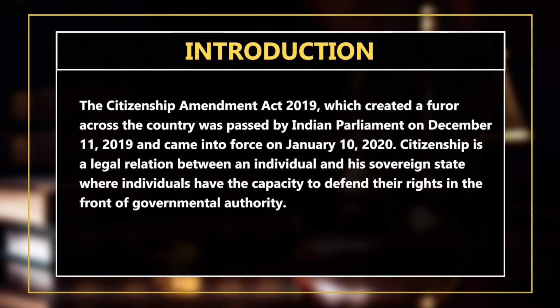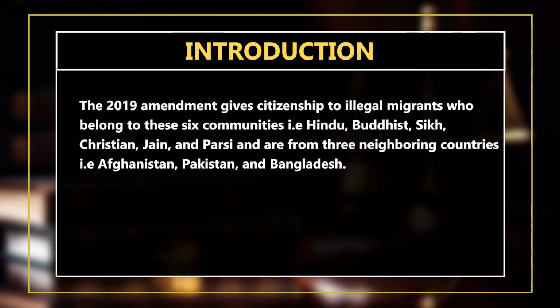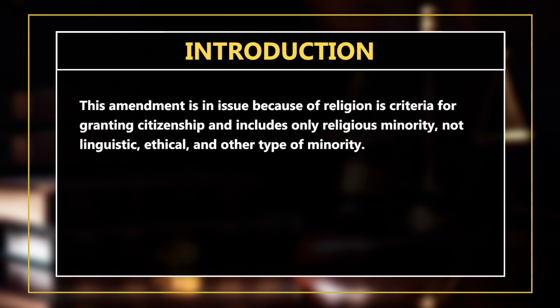Citizenship is a legal relationship between an individual and his sovereign state, where individuals have the capacity to defend their rights in front of government authority. The 2019 amendment gives citizenship to illegal migrants who belong to these 6 communities, that is Hindus, Buddhists, Sikhs, Christians, Jains and Parsis, and are from the 3 neighboring countries, that is Afghanistan, Pakistan and Bangladesh. This amendment is an issue because religion is the criterion for granting citizenship and it includes only religious minorities, not linguistic, ethnic and other types of minority.